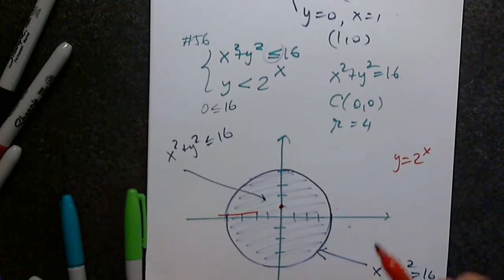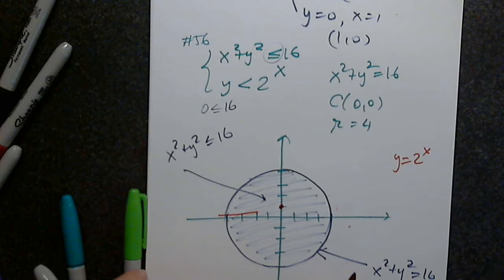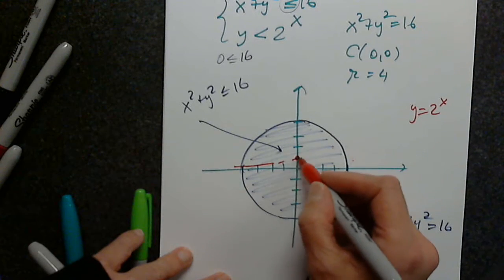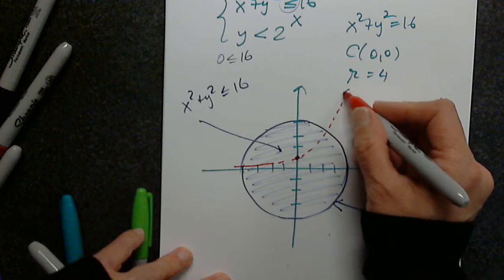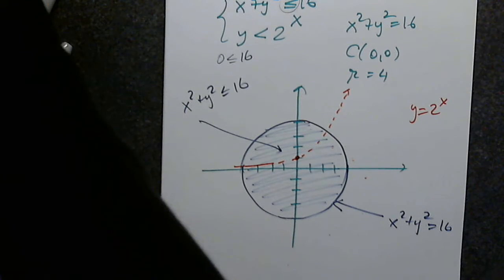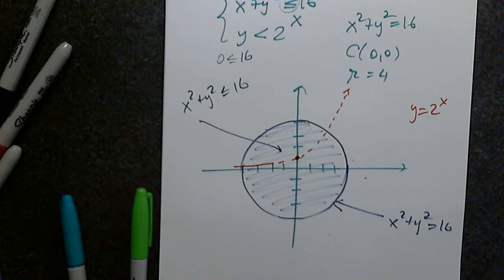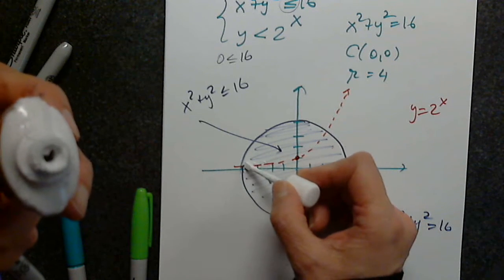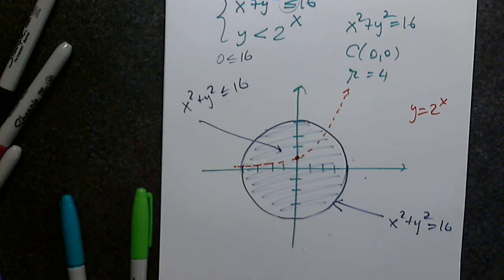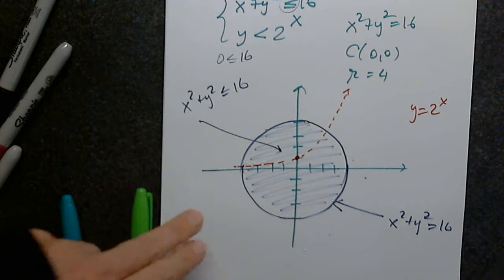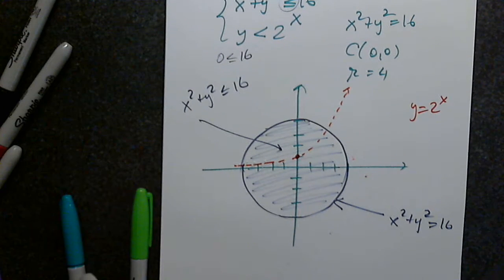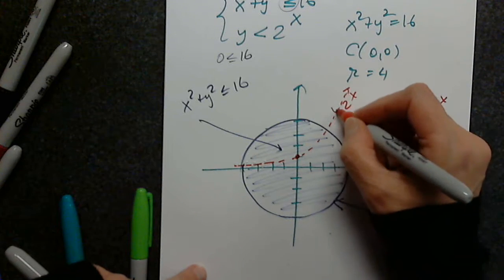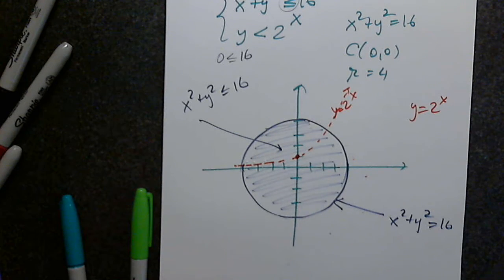Okay, do I graph it as a solid? No, okay. Sorry about that. I forgot to ask. Easy fix. I don't know what I would do without whiteout. Good. So now this is y equals 2 to the x. This is not the inequality.